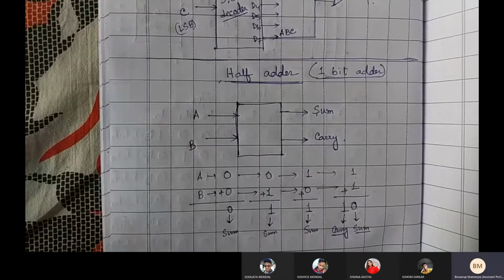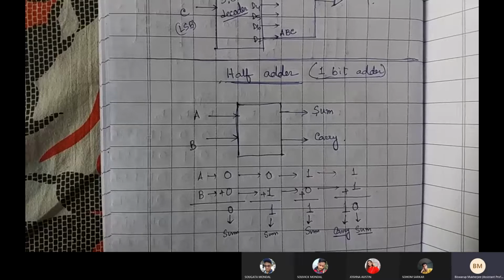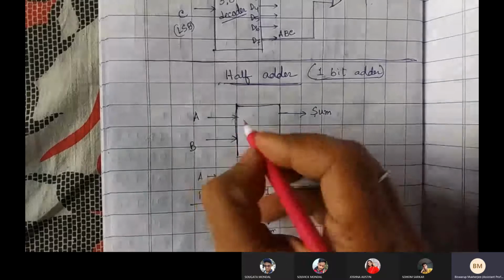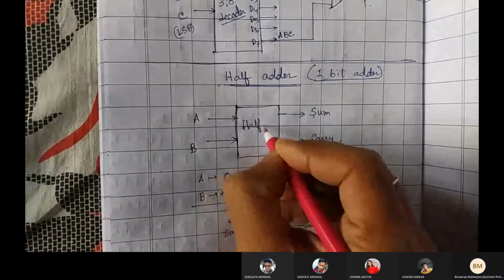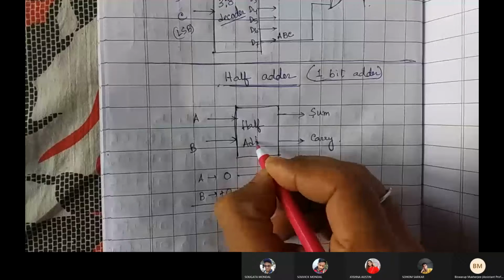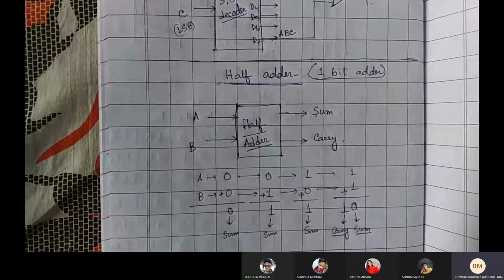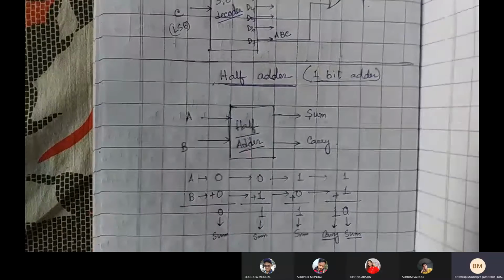Now half adder is a 1-bit adder which can add 1 bit along with another bit. We can add these two, it's called a half adder. So what can be its truth table?